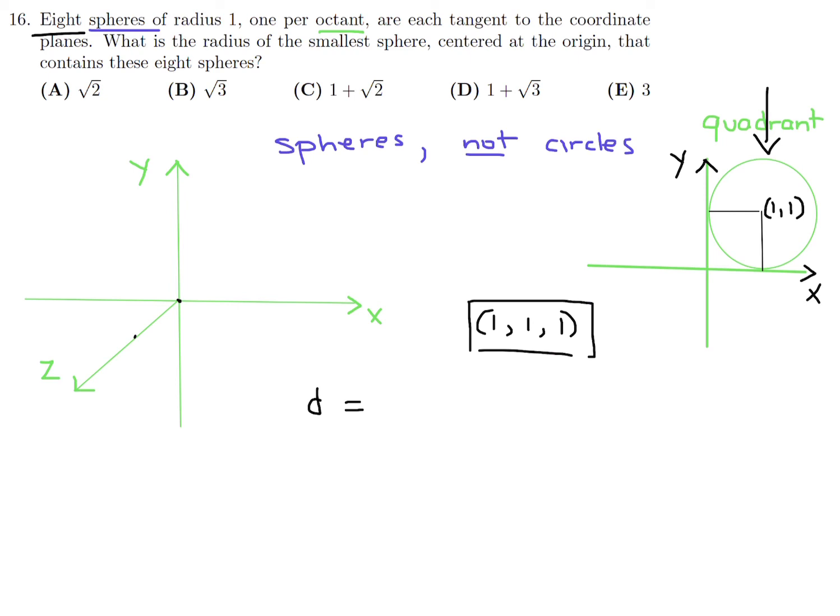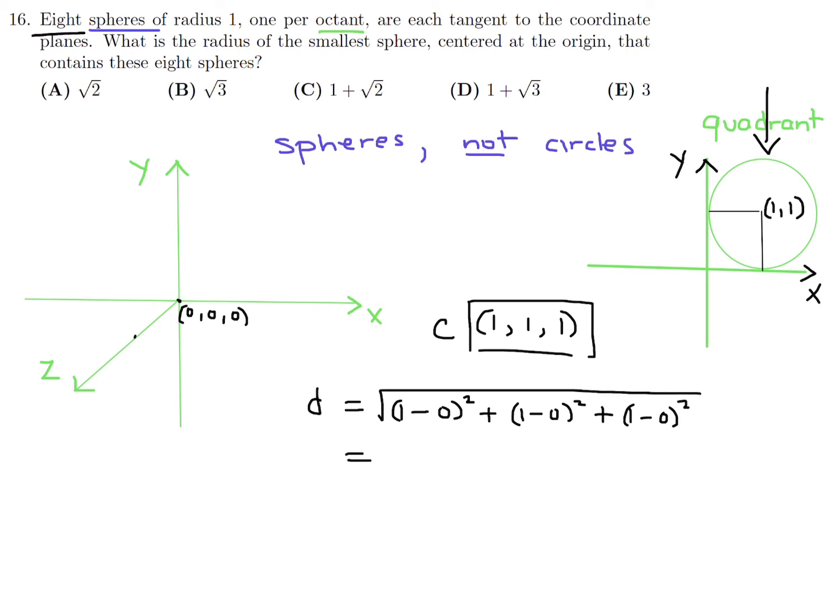Well, how do you do that? Well, let's use just a simple distance formula. The origin, of course, has the coordinates 0, 0, 0. The center of our sphere, C, is 1, 1, 1. The distance is just the basic distance formula: square root of (1 minus 0) squared, plus (1 minus 0) squared, plus (1 minus 0) squared. And this looks like 1 plus 1 plus 1, which is 3, so square root of 3. So the distance from the origin to the center of the sphere is root 3.